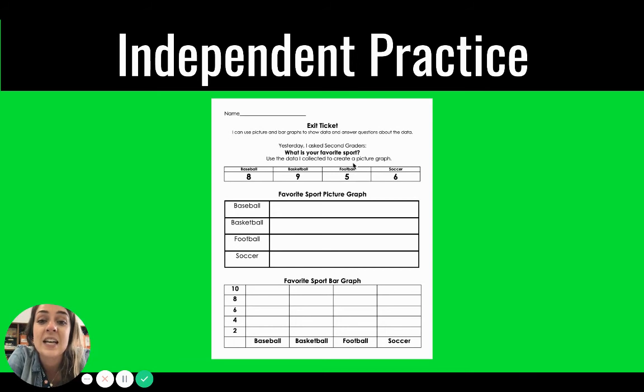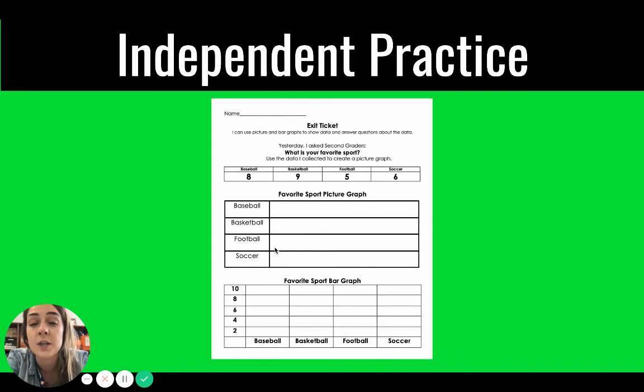So here it says, yesterday I asked 2nd graders, what is your favorite sport? So I see that 8 people said baseball, 9 people said basketball, 5 people said football, and 6 people said soccer. So here's the start of my picture graph.